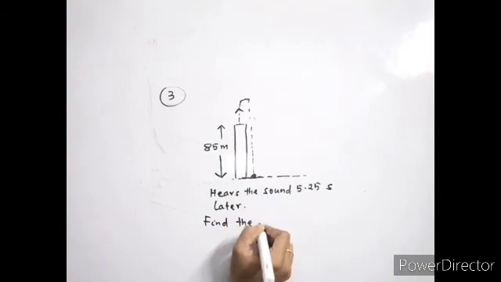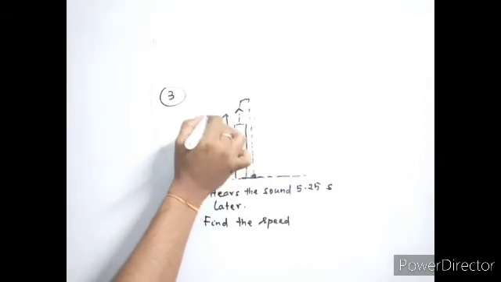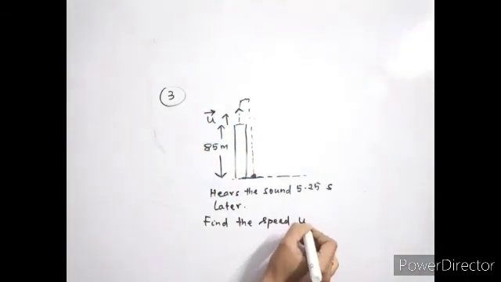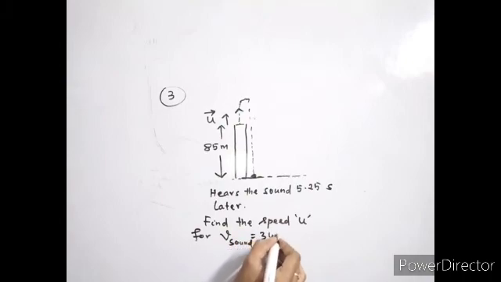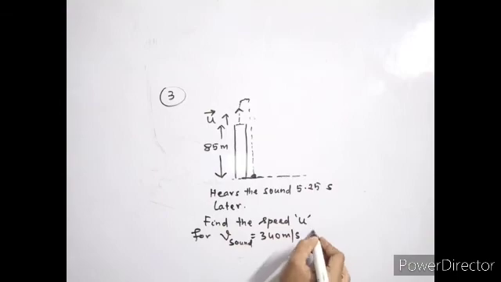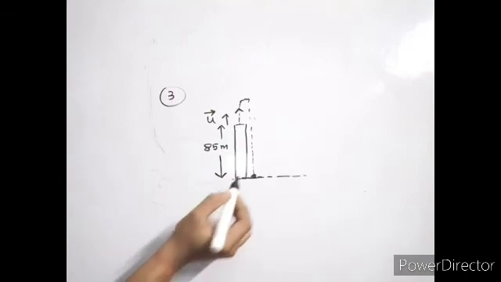We need to find the speed with which he had projected the object in the upward direction, and let that be u. So we need to find the value of u, the magnitude of u, and the velocity of sound for the given medium is 340 meters per second. So this is what we have, and also we have the value of acceleration due to gravity in that case to be equal to 10 meter per second square. So with all this information available, we need to obtain the value of u.